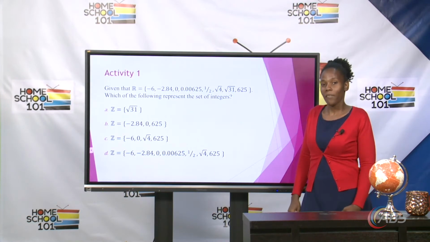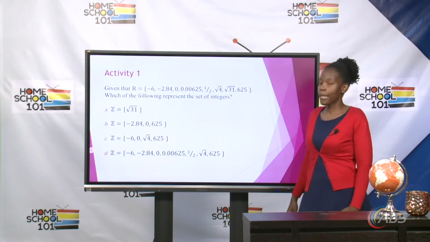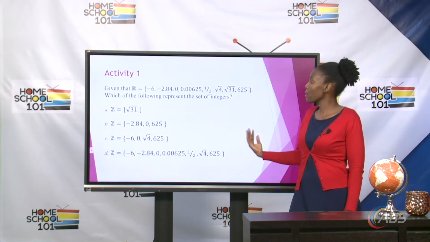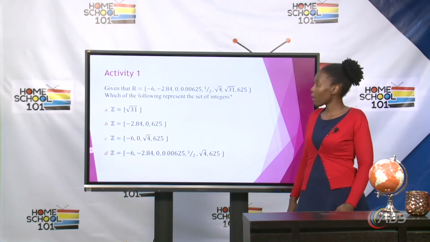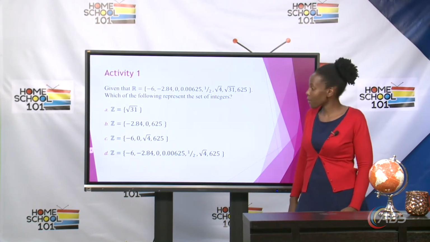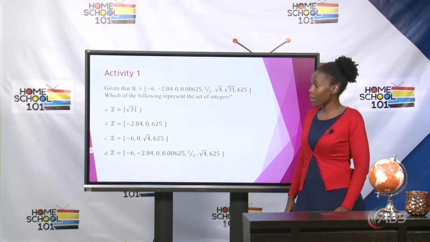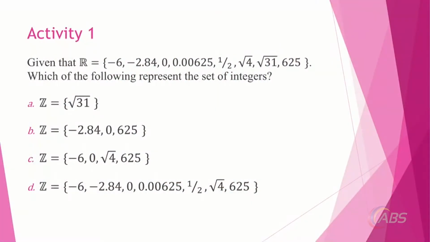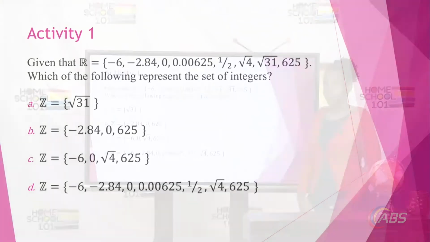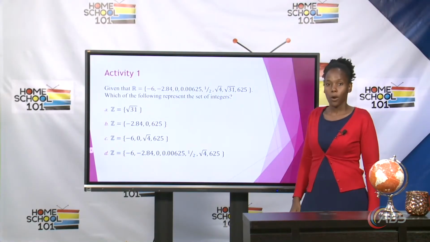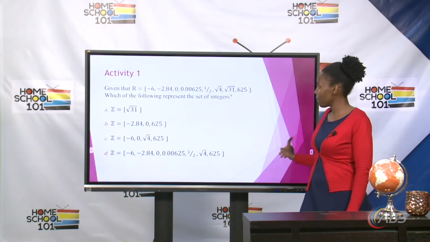So we will go through our first activity, activity 1, and it states, given that r is equal to this set, which of the following represent the set of integers? So you have a few seconds to go through. Looking at the various options A to D, determine which of these represents the set of integers. Okay, so we will go through the solution now.